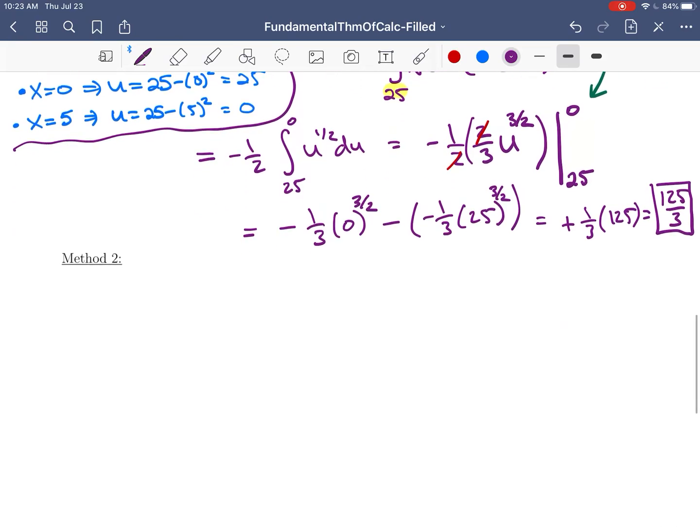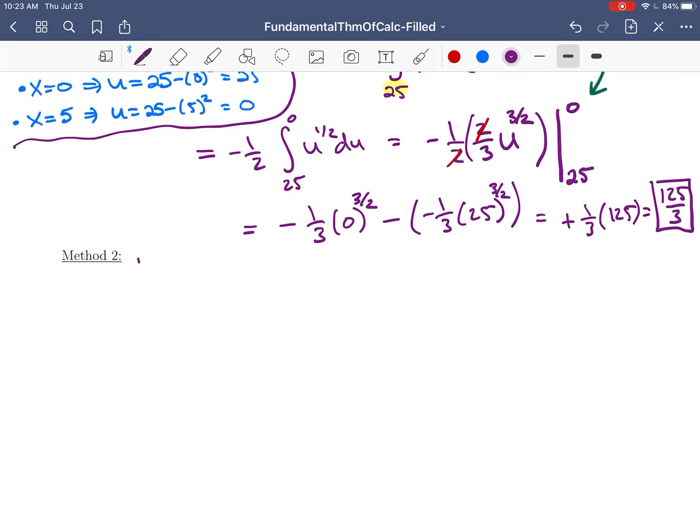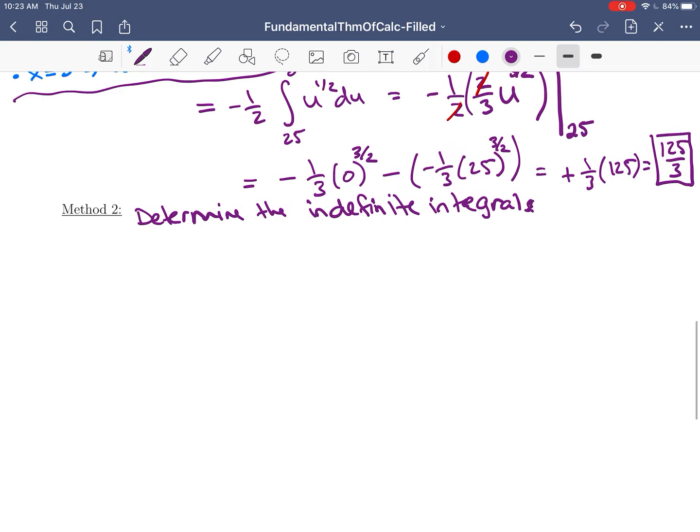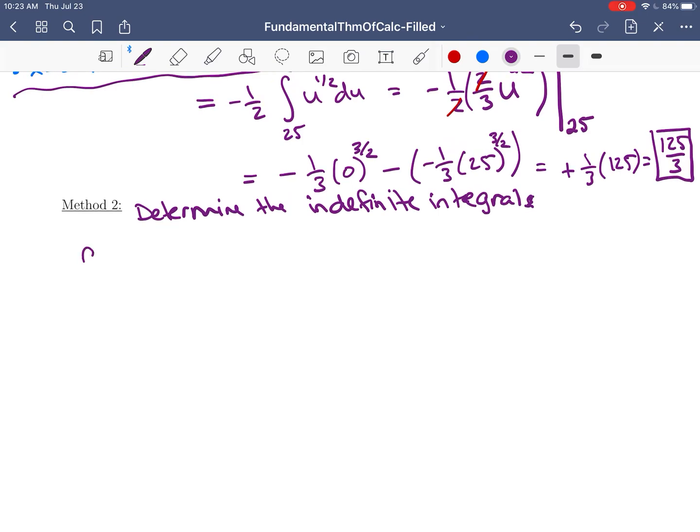The other method you can do is to determine the indefinite integral. So forget about the bounds entirely. We're just thinking about the indefinite integral. I'm just going to rewrite it as the integral of 25 minus x squared to the 1/2 times x dx.